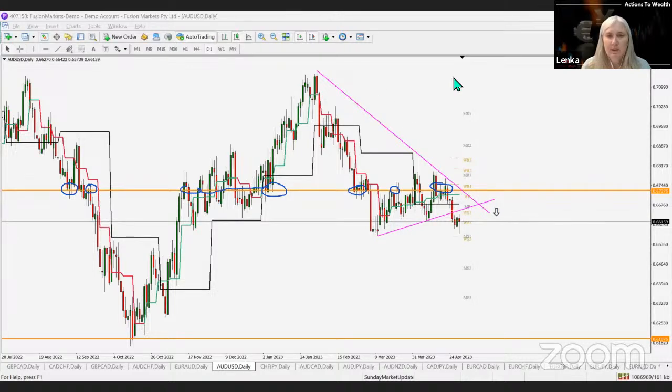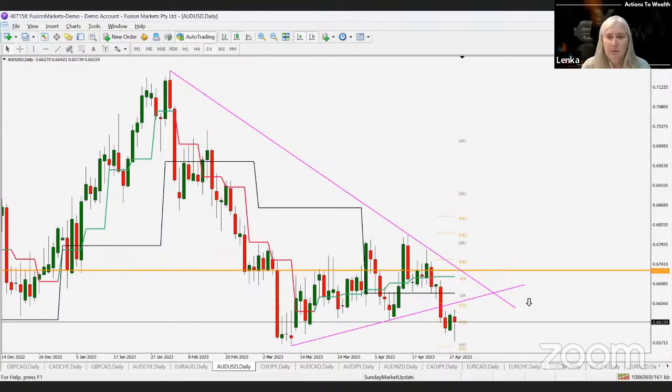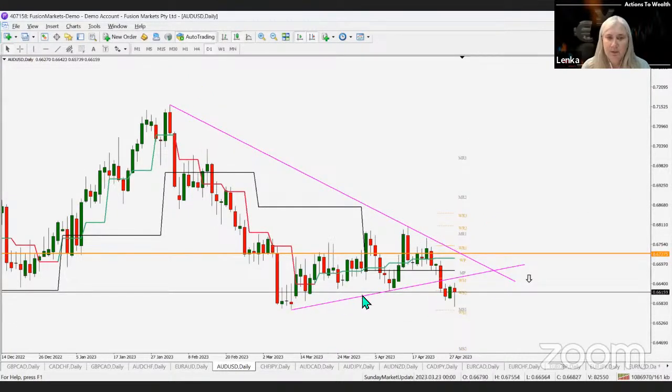On the daily time frame, we can also see that we have this previous trend line, the shorter time frame trend line, broken. So now looking at a retest of that area and looking for short opportunities after that.